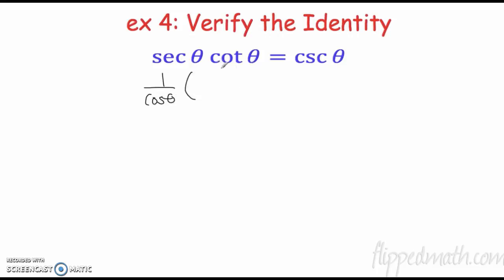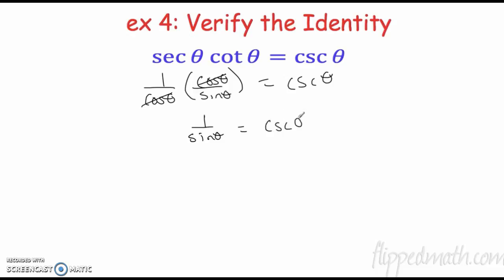And I multiply that by cotangent theta. Well, that is cosine theta over sine theta. All right? And our goal is we want to get to cosecant theta. All right, so these cancel, right? Because cosine divided by cosine is 1. So I'm left with 1 over sine theta. And I know that 1 over sine theta, another name for that is just cosecant theta. So in the end, cosecant theta does equal cosecant theta.